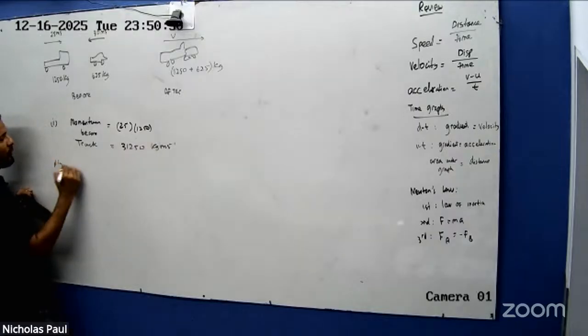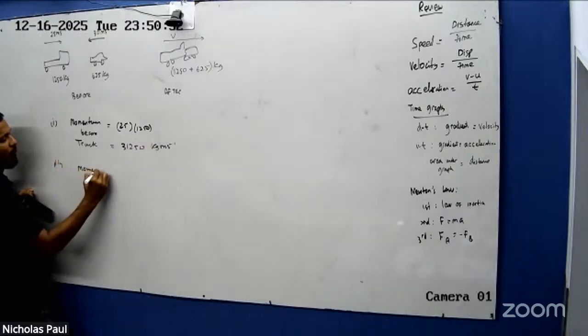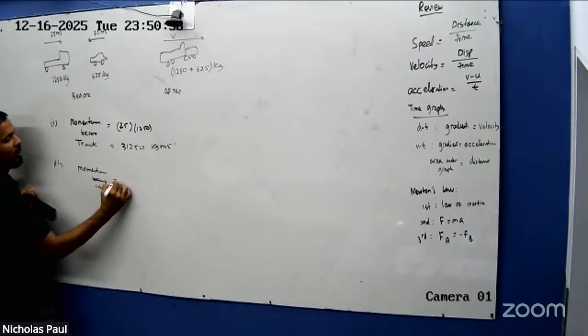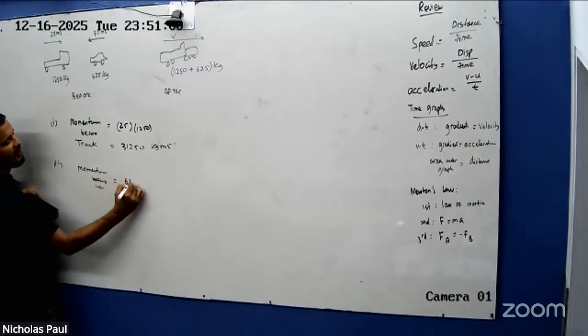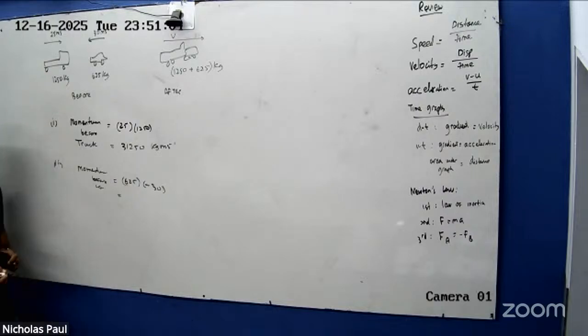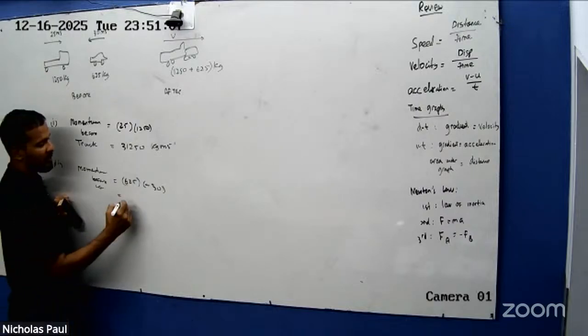Part 2, they want the momentum before of the car, right? So that would be 625 by minus 30. Right? You have to show the direction from there. How much is that?